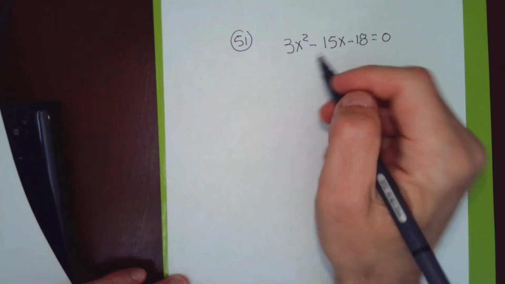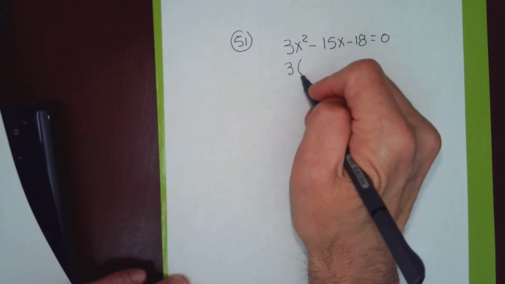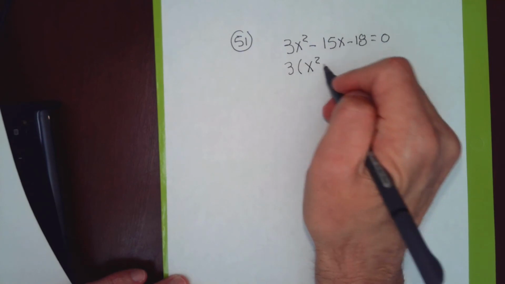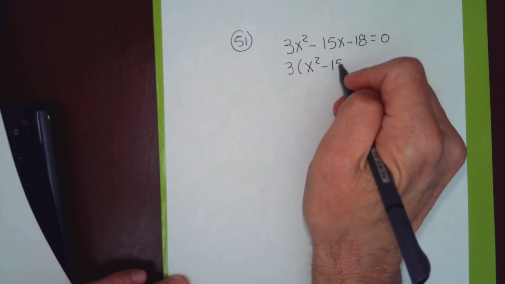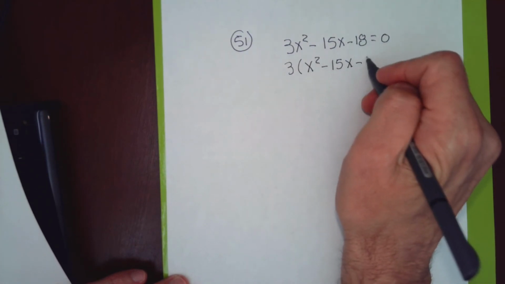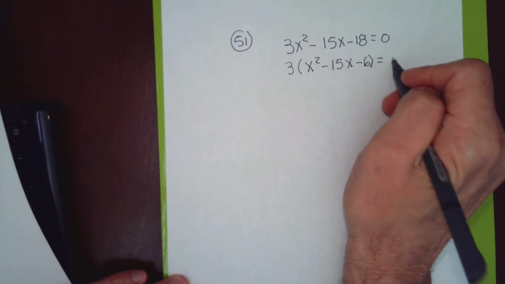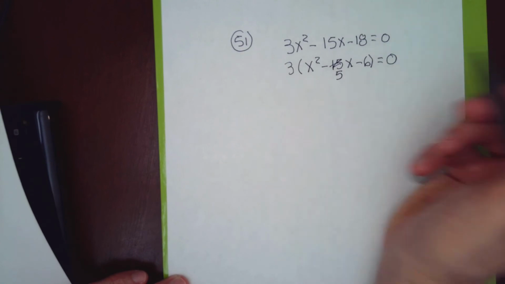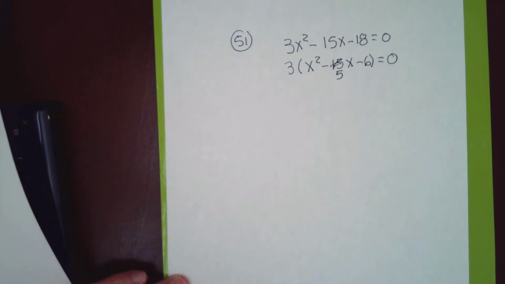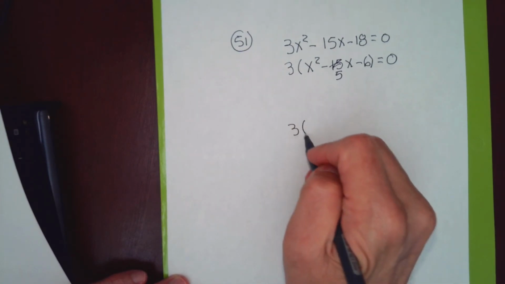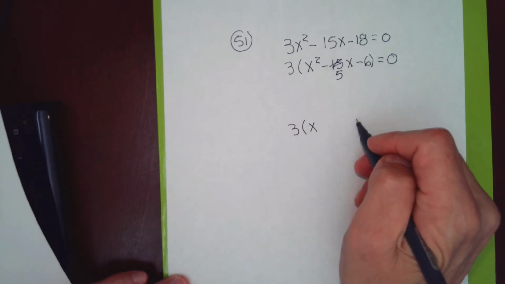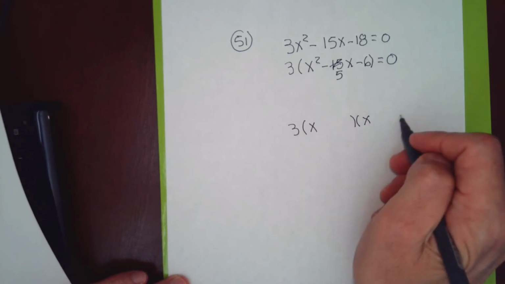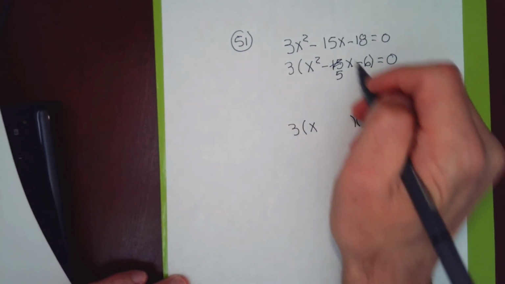For 51, first step is to common factor out the common factor of a 3. When I do that, I don't have to flip any signs because I'm factoring out a positive. I get x squared minus 5x minus 6. And now I'm going to sight factor. I'm going to split that x squared up into the first part of both my parentheses.